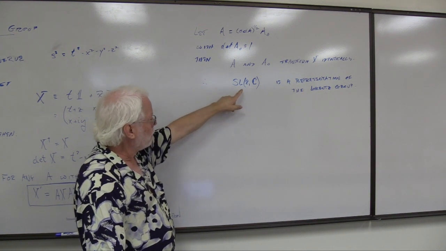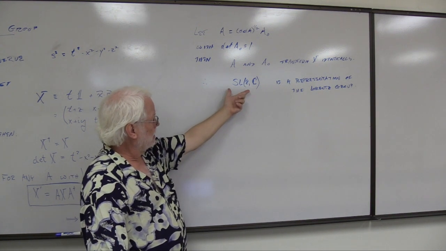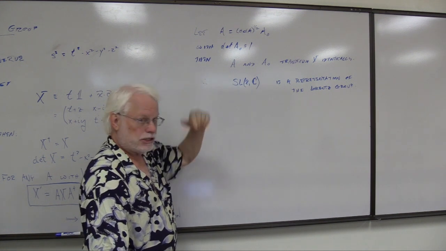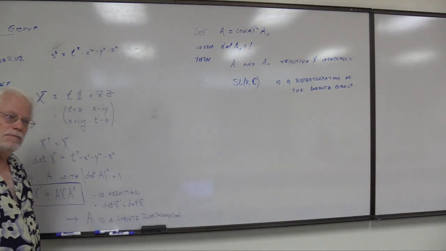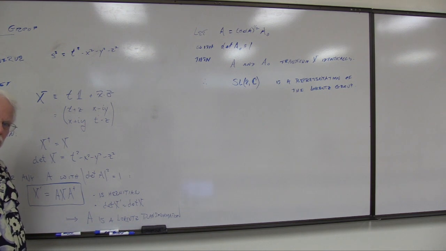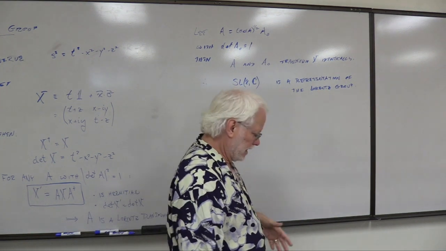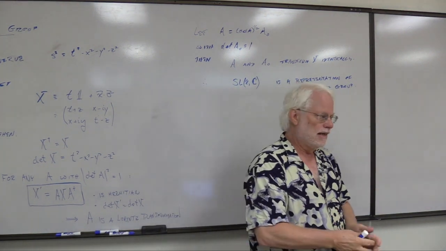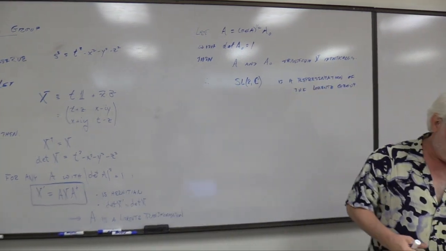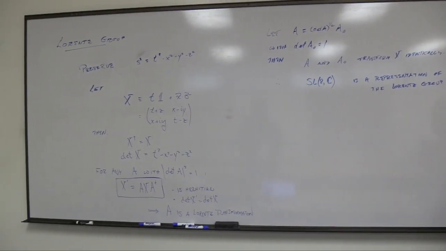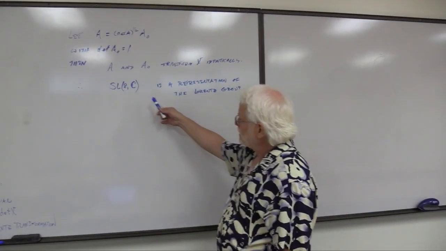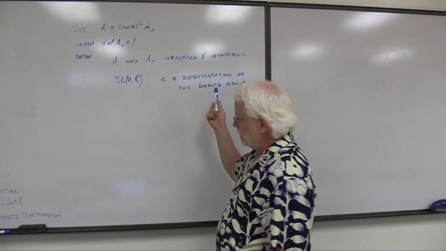Otherwise, we're looking at linear transformations in two complex dimensions. So the group we have is SL2C, S special meaning determinant one. Otherwise, any linear transformation in the group, which means it has to be invertible as well. So SL2C is a representation of the Lorentz group.